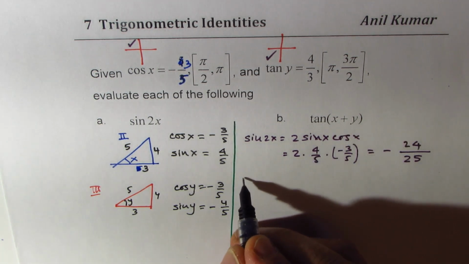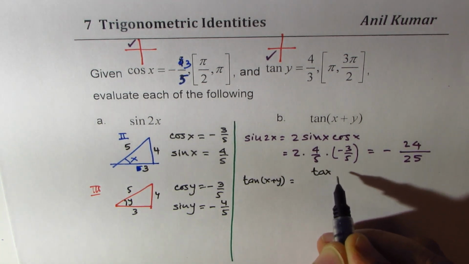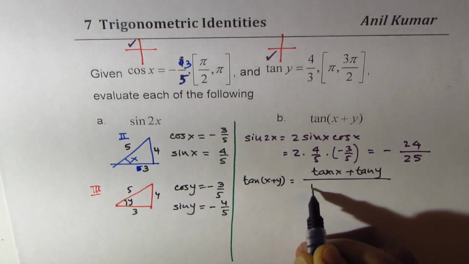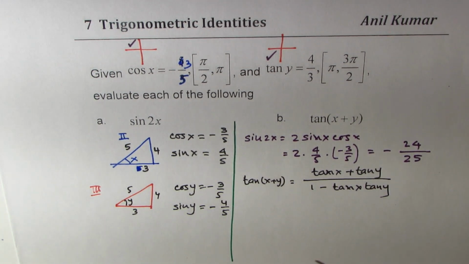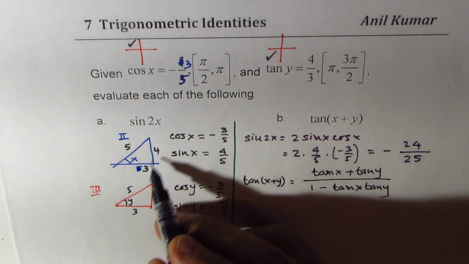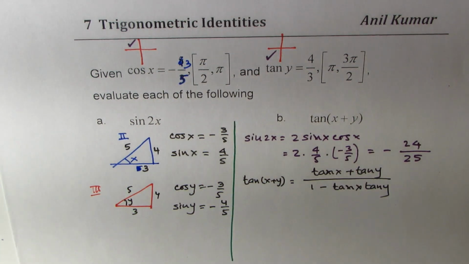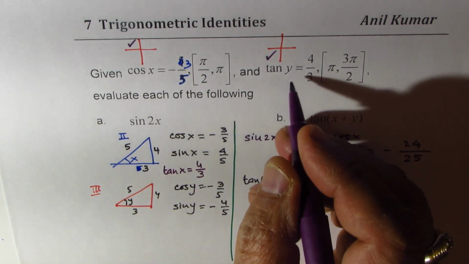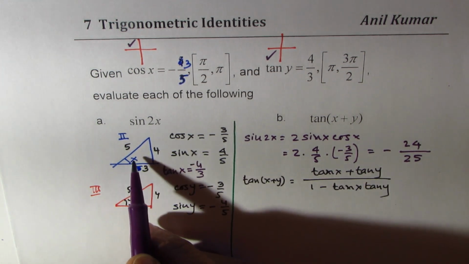For tan x plus y, what do we get? The formula: tan x plus tan y over 1 minus tan x tan y. Now what is tan x? Let's write down tan x also. So tan x will be 4 over 3 with a negative sign since you are in quadrant 2. So let me write in a different ink here. Tan x is 4 over 3. We are given tan y also 4 over 3. Right? But this value is negative since we are in quadrant 2.